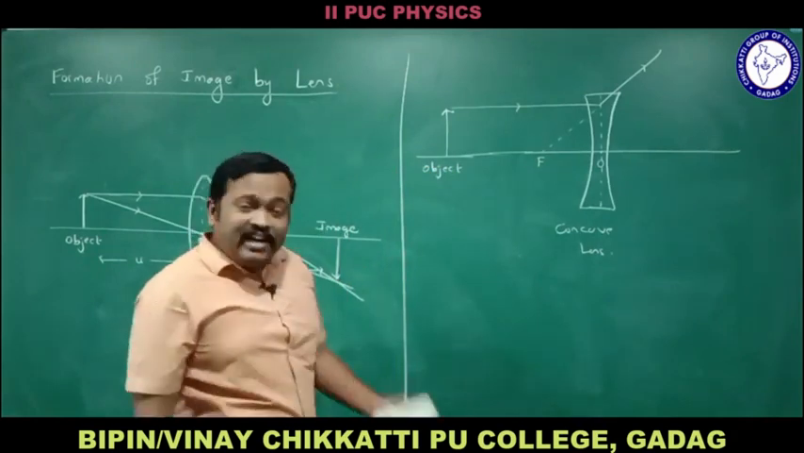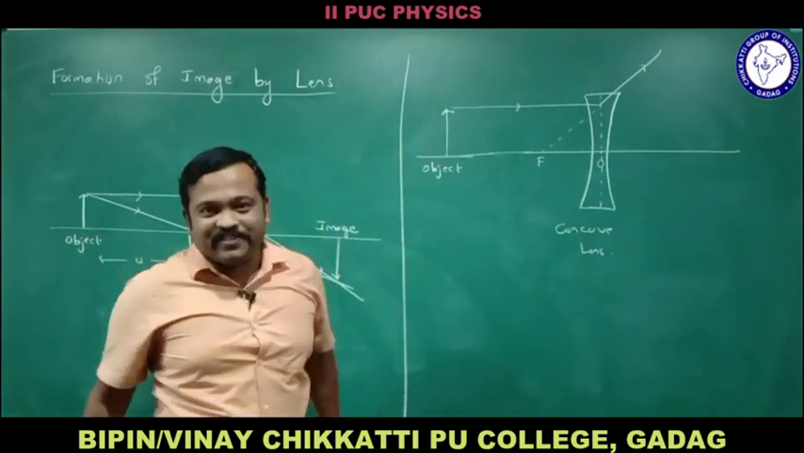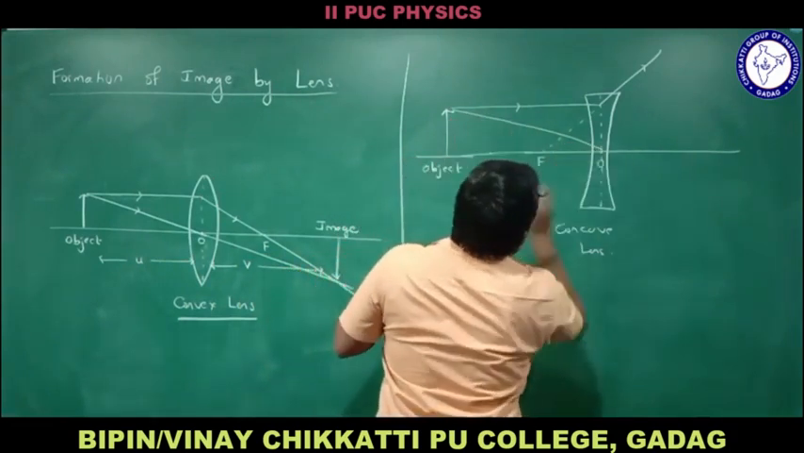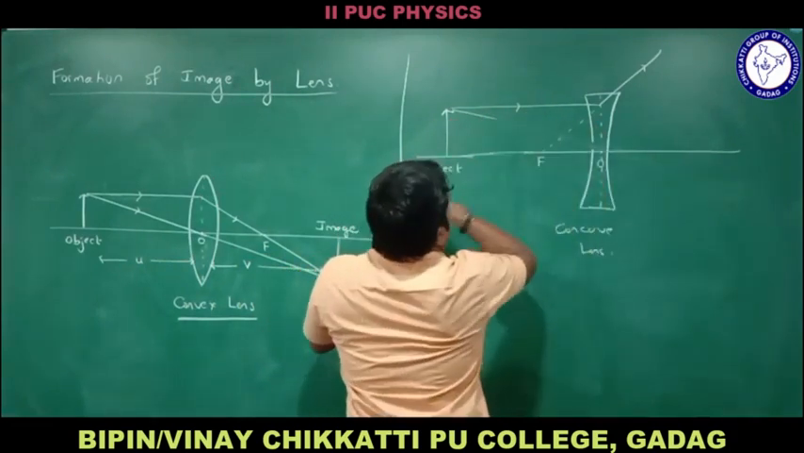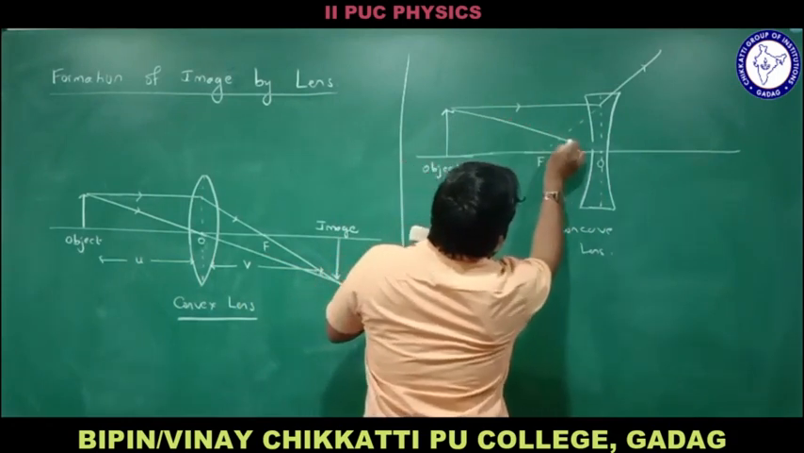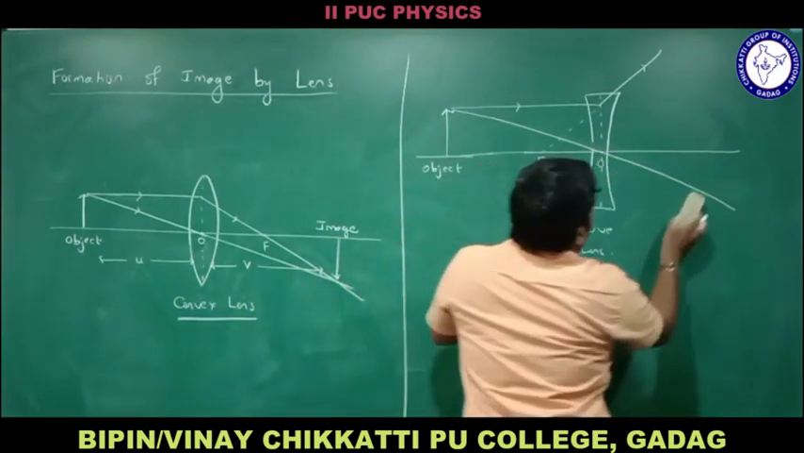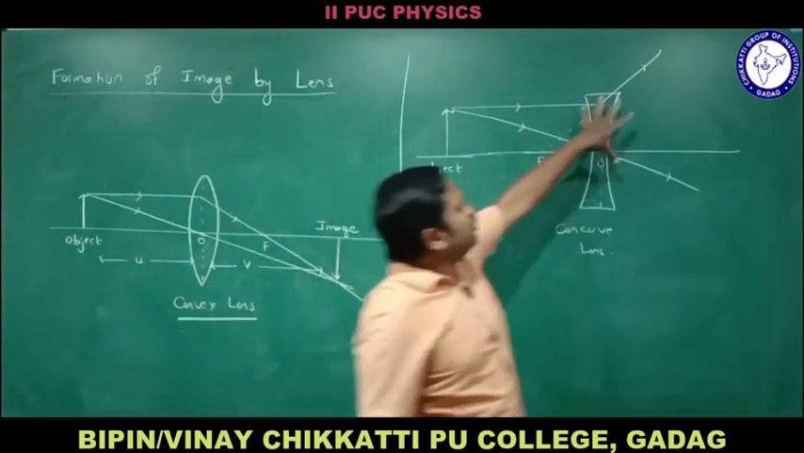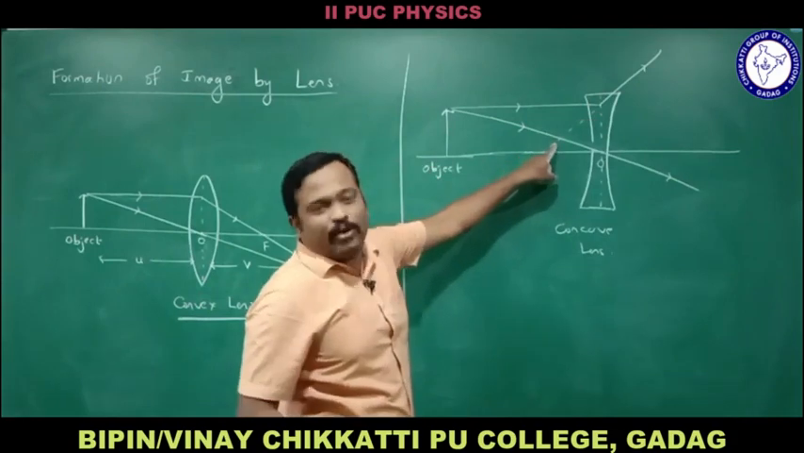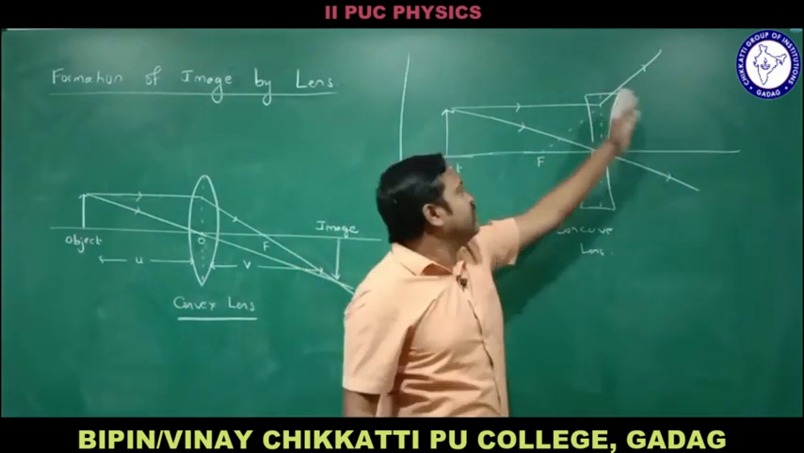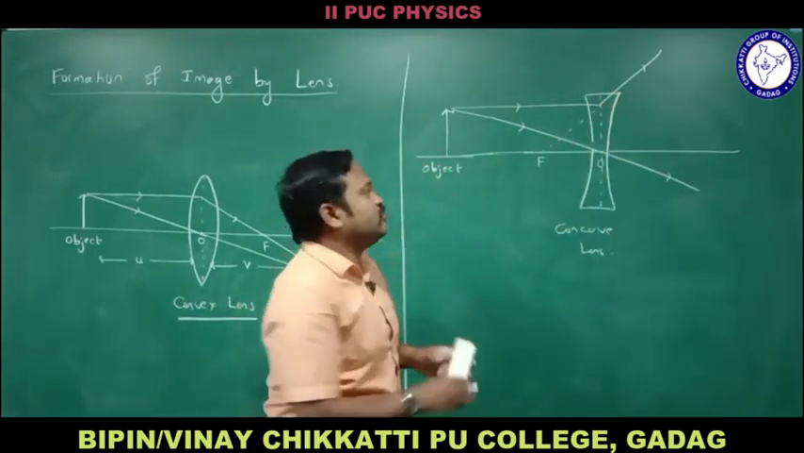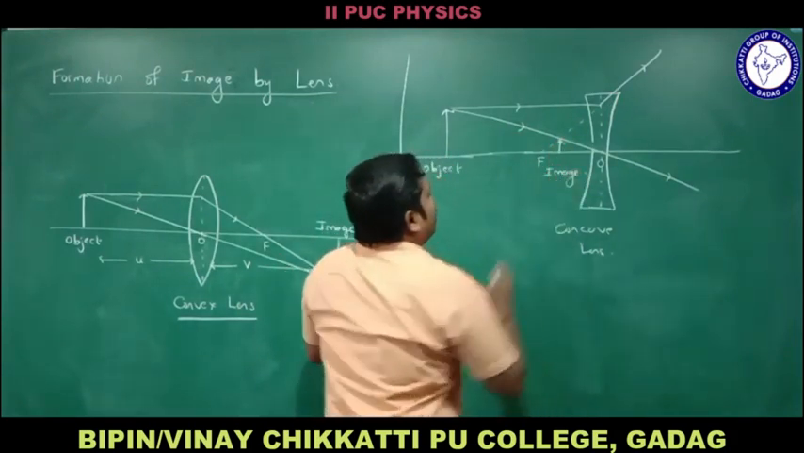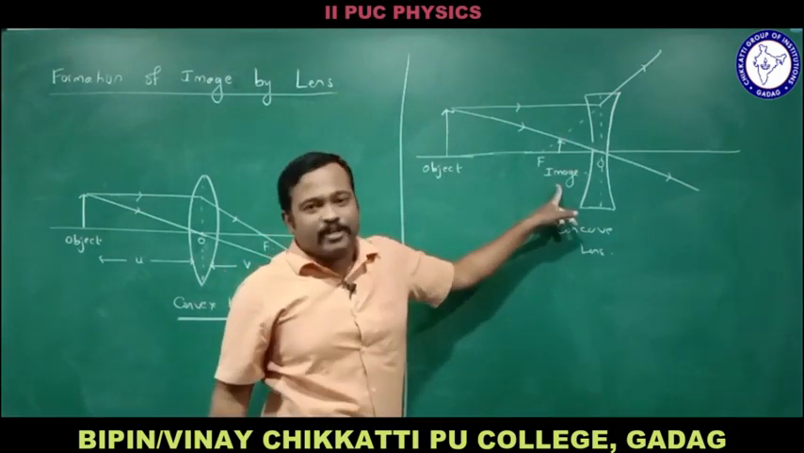Okay, now the second ray passes through the optic center, right? What happens if a ray passes through the optic center? It is not deviated, right? It moves like this. So where do these two rays meet? They cannot meet forward here, right? As we extend, it meets at this point, and this is nothing but the image, right? This is object and this is image, right?